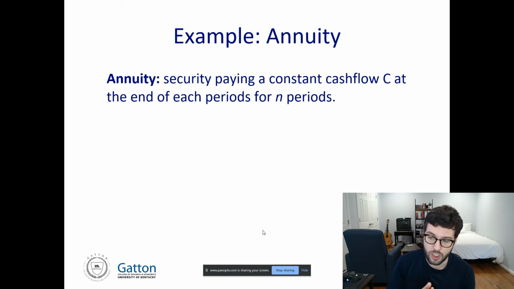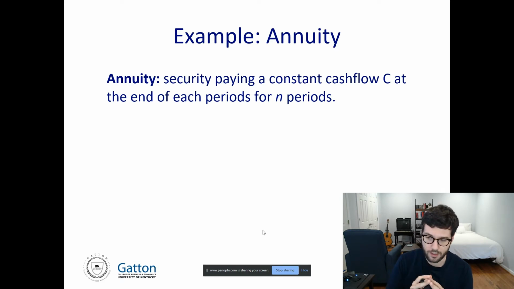So if you lend money to somebody, you might want to have constant repayments. If the repayments are constant, you are in fact the owner of an annuity. So how can we calculate the present value of an annuity?